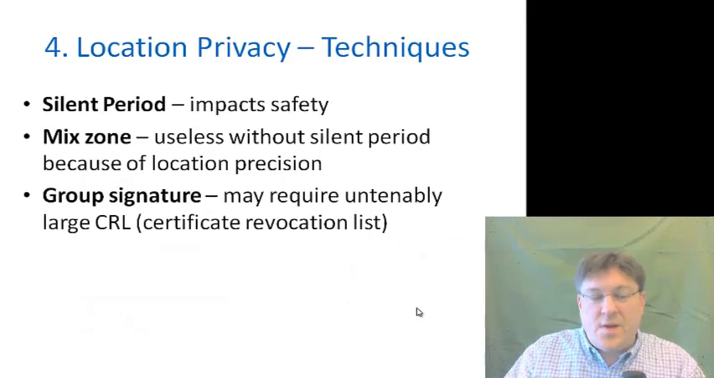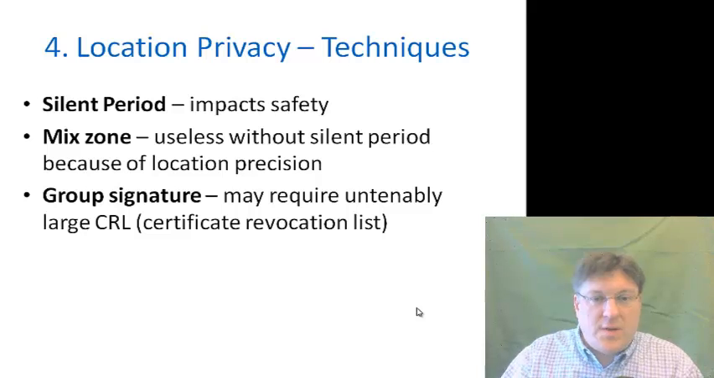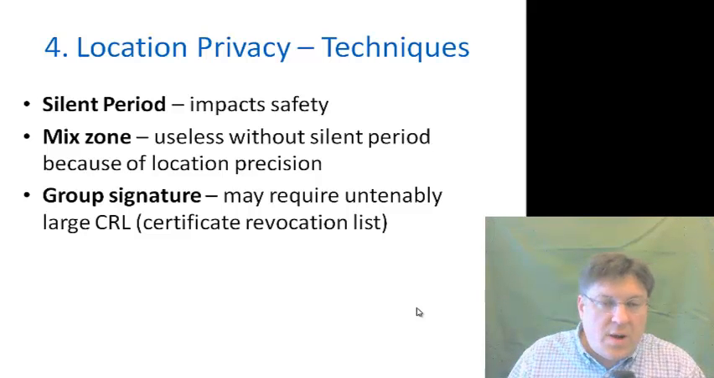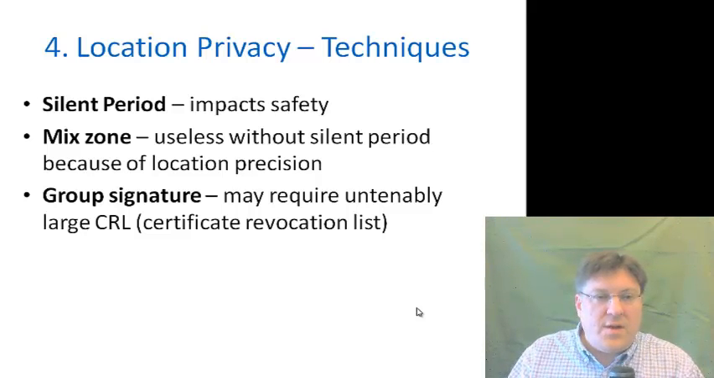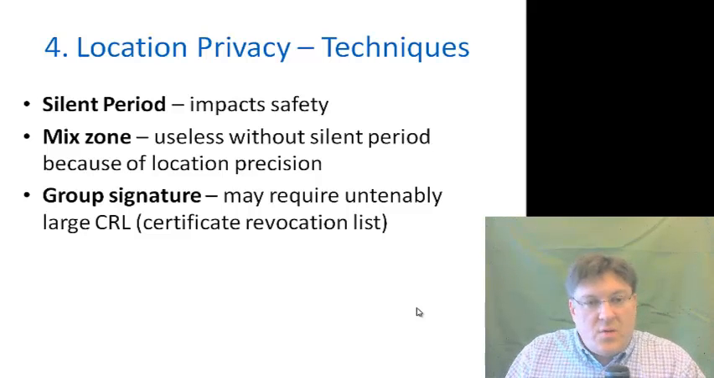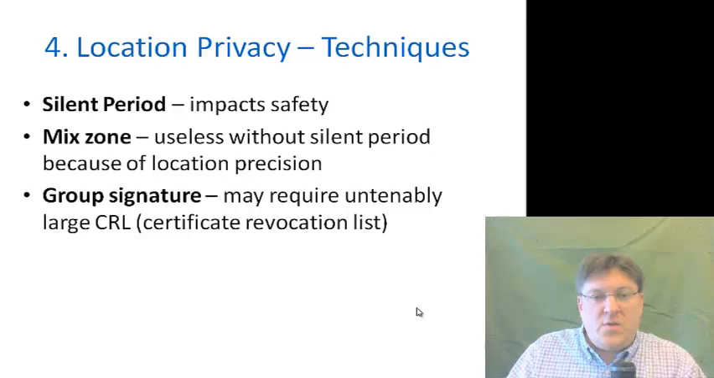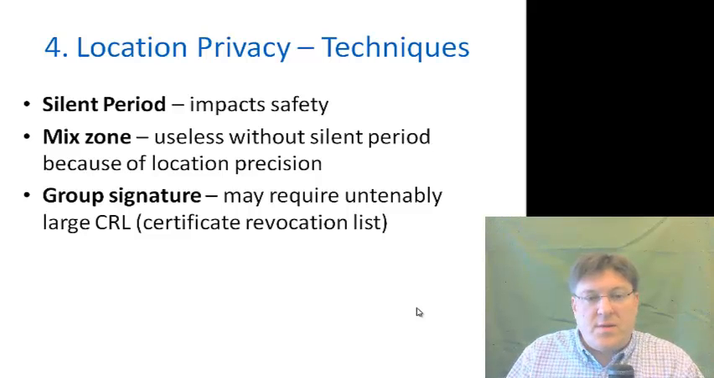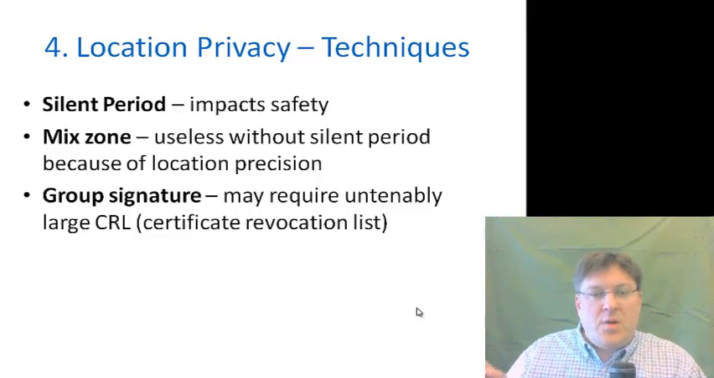The way this is done is one of three ways typically. Silent period. The problem with a silent period is it impacts safety. If the car goes silent and then changes its pseudonym, while it's silent, it's not getting any safety protection. Another one is a mix zone. This is where many cars will change pseudonyms at the same time and then mix them up. But again, it's not useful without a silent period, because of the precision of these locations, you need to have some period where they could be obscured.